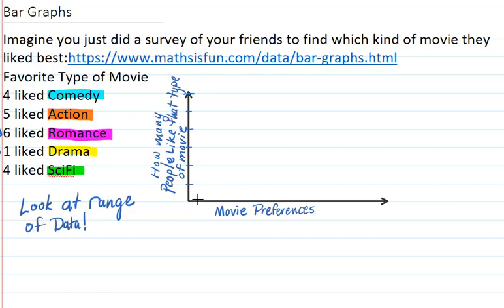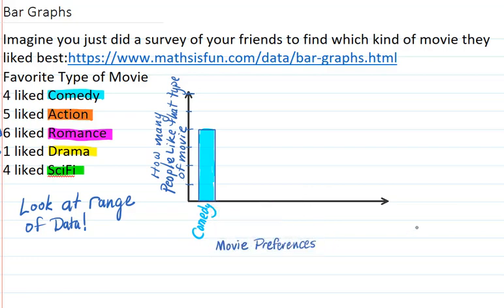So we'll start with comedy, and comedy was 4. I'm going to make a bar that's 4 notches high, and then I'm going to fill it with that color. It was blue for comedy. I'm also going to write underneath that this is comedy. It's important to keep track of what each bar represents. So comedy was the first one.